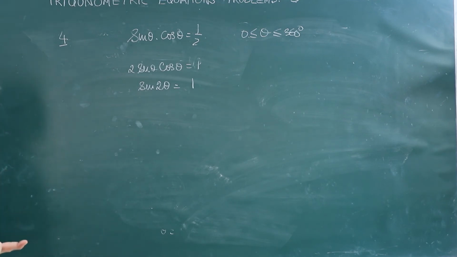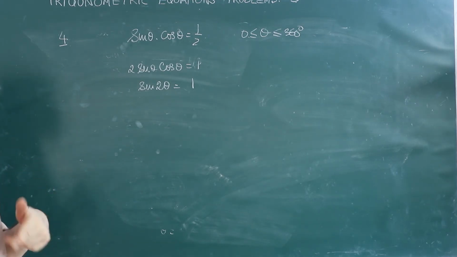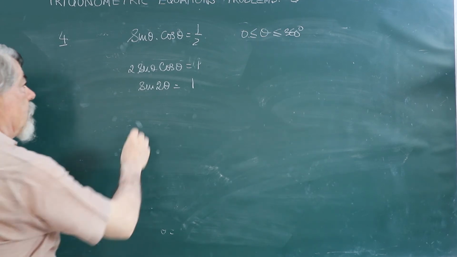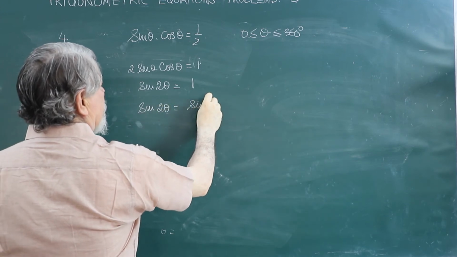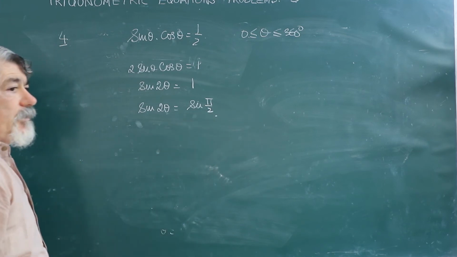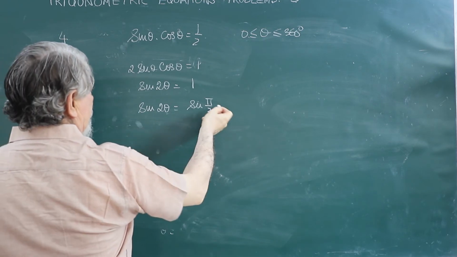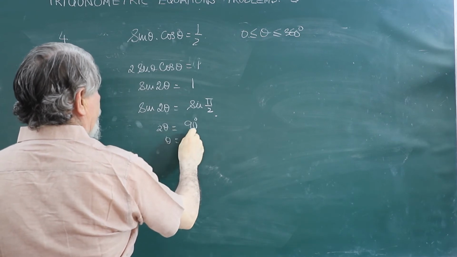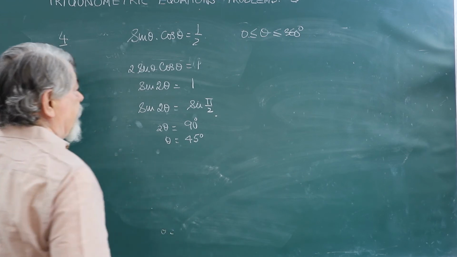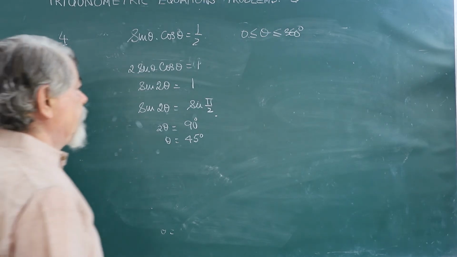And when is sine 1? Sine 0 is 0, sine 90 is 1. So sine 2 theta is equal to sine pi by 2. So 2 theta will be how much? If it is 90, 2 theta is equal to 90. So theta will be 45. One possible value of theta is 45.